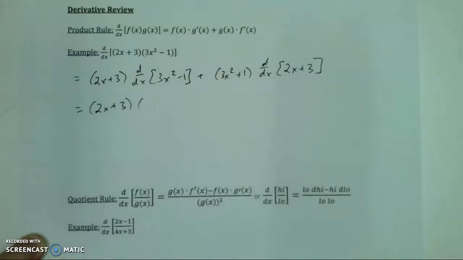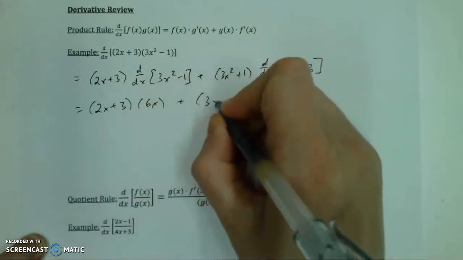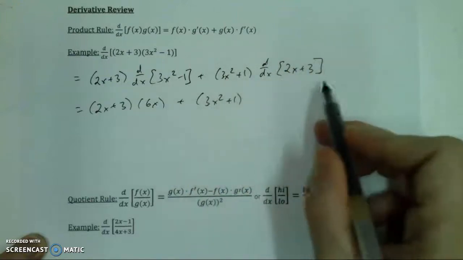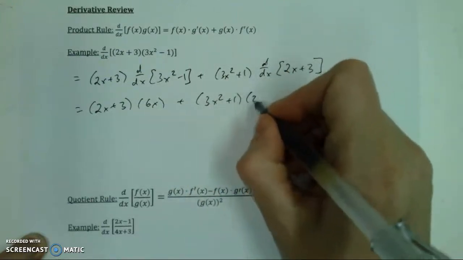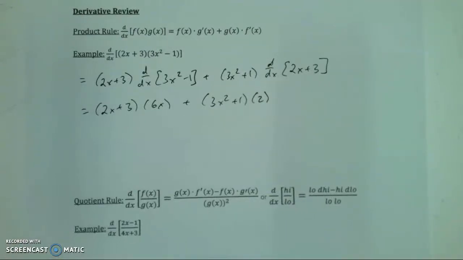The derivative of 3x squared minus 1 is 6x. And then the derivative of 2x plus 3 is 2. So there is my unsimplified derivative. Now the rule of thumb I'm going to use for this class is if you have binomials or lower, so no trinomials or higher, then please do distribute out and simplify.